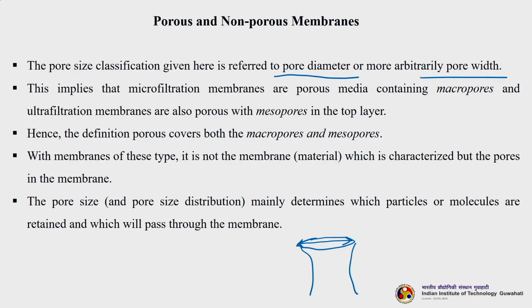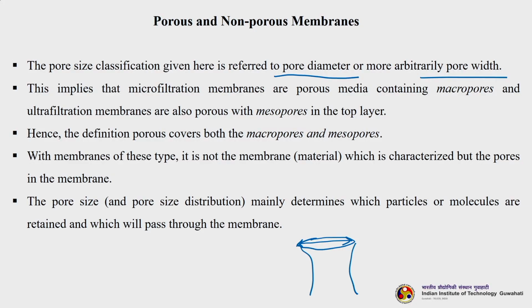So, this implies that microfiltration membranes are porous media containing macropores and ultrafiltration membranes contain mesopores in the top layer. Hence the definition porous covers both macropores and mesopores. With a membrane of this type, it is not the membrane material which is characterized, but the pores in the membrane. So, when we are talking about porous membrane characterization, please note that we are characterizing the pores. The membrane material has nothing to do with it.